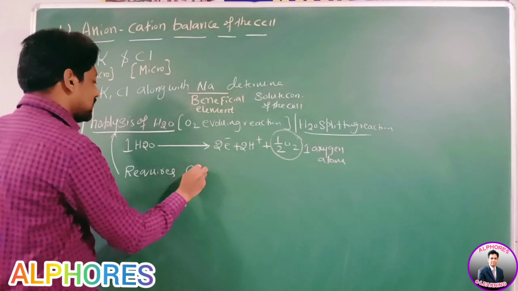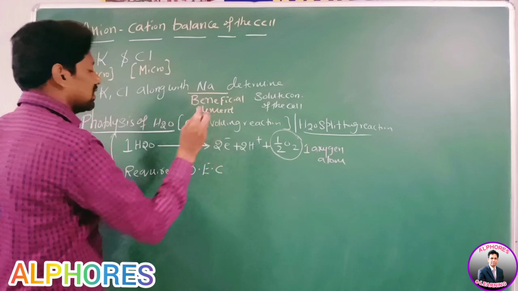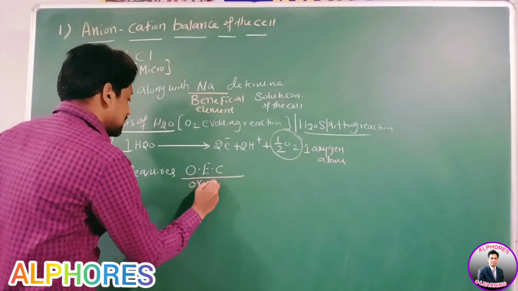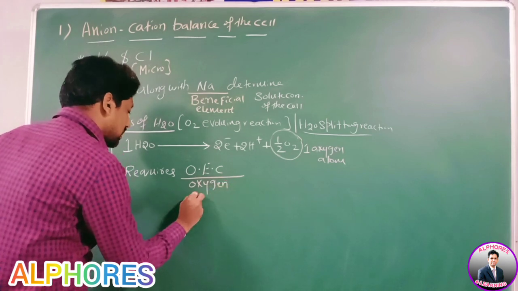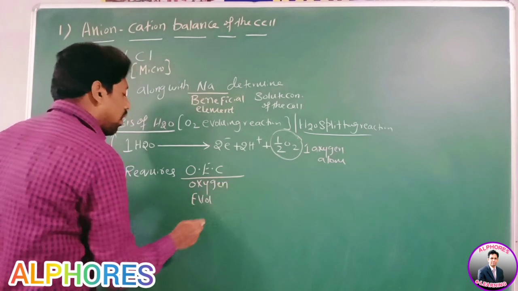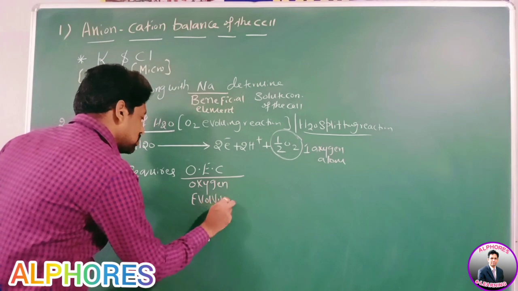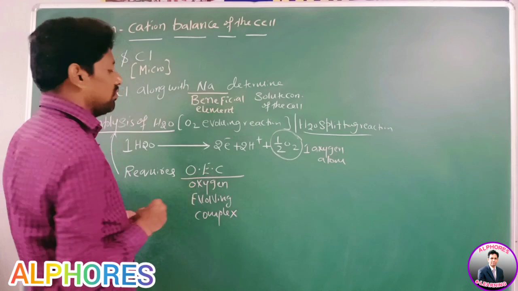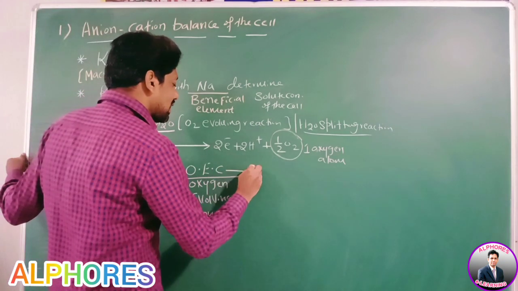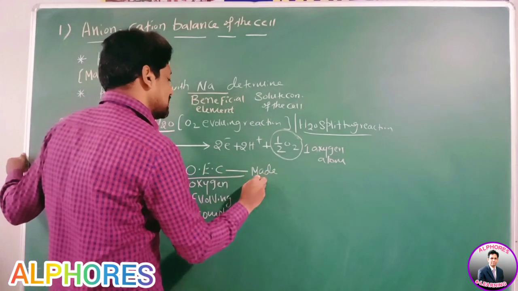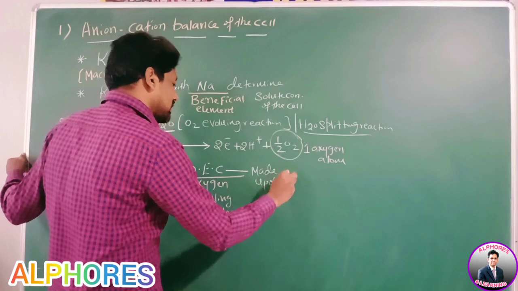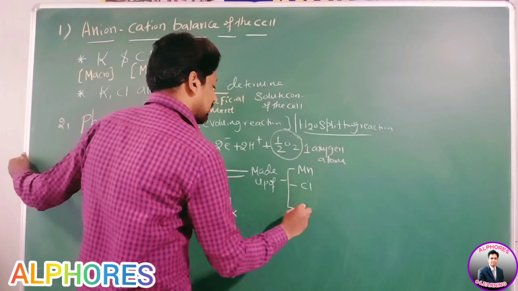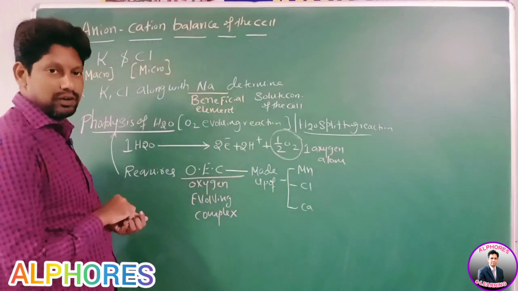It requires a complex by the name oxygen evolving complex. OEC stands for oxygen evolving complex. This oxygen evolving complex is made up of manganese, chlorine, calcium. Is this statement okay? Right.